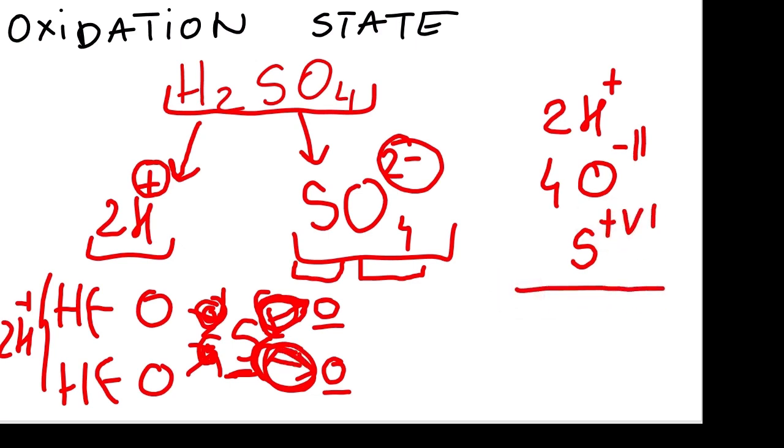Let's sum it. 2 times 1 gives us 2 plus. 4 times -2 gives us -8. 2 plus -8 is -6. 1 times +6 gives us +6. -6 plus 6 gives us 0.